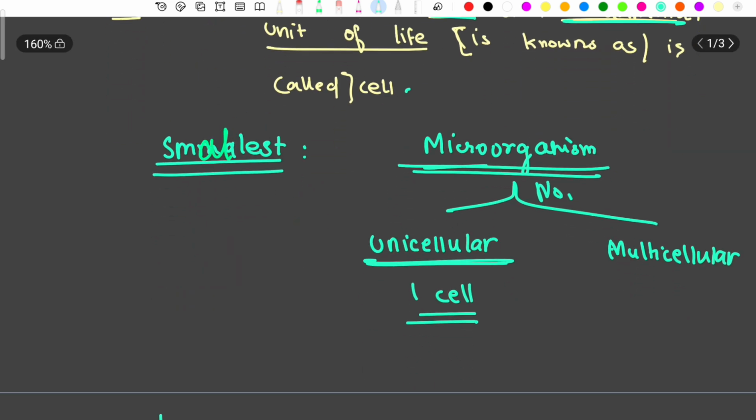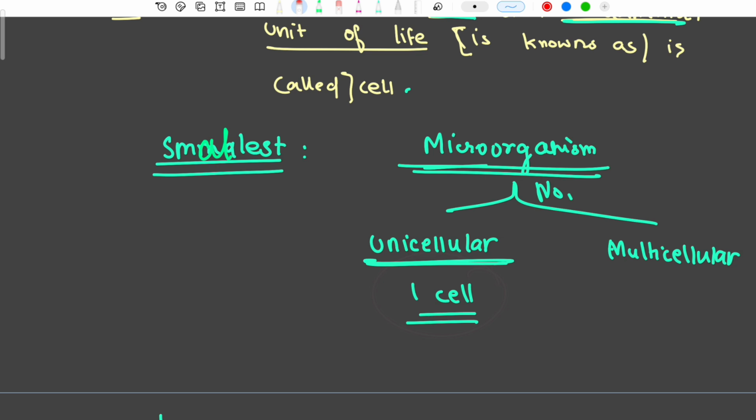Why is it the smallest? Because microorganisms are categorized into two as per the number of cells in an organism: unicellular and multicellular. The unicellular ones have only a single cell. Even a multicellular organism has to be observed by a microscope only, so how small would a unicellular, one-cell organism be?